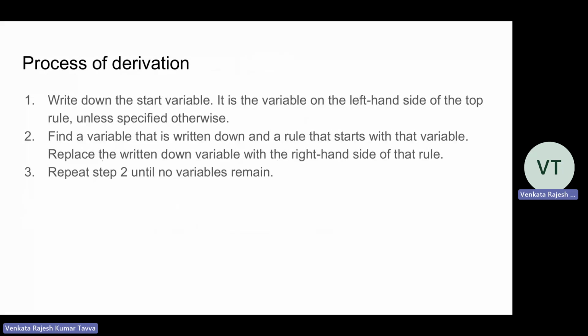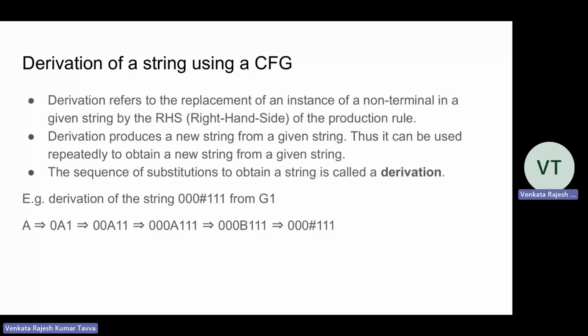So basically, whatever string you are in, find a variable in the string. Once you find a variable, find the rule which has this variable as its LHS. There may be one rule or two rules or 10 rules. Choose one rule, replace this variable with the RHS of that rule.